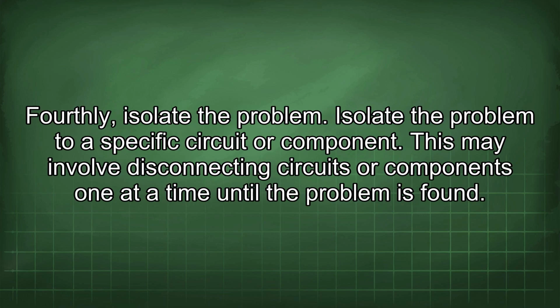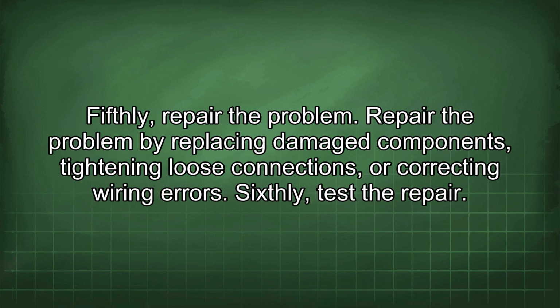Fourthly, isolate the problem. Isolate the problem to a specific circuit or component. This may involve disconnecting circuits or components one at a time until the problem is found. Fifthly, repair the problem. Repair the problem by replacing damaged components, tightening loose connections, or correcting wiring errors.